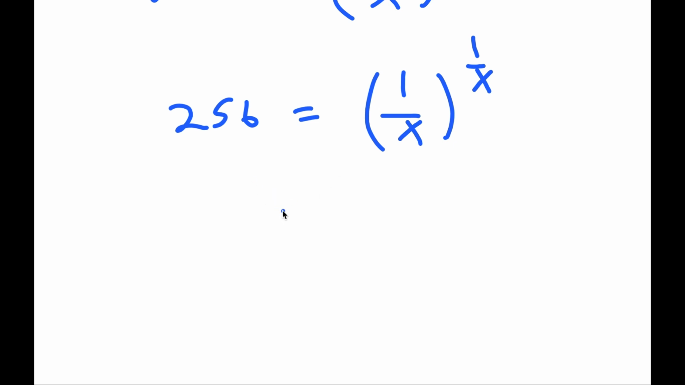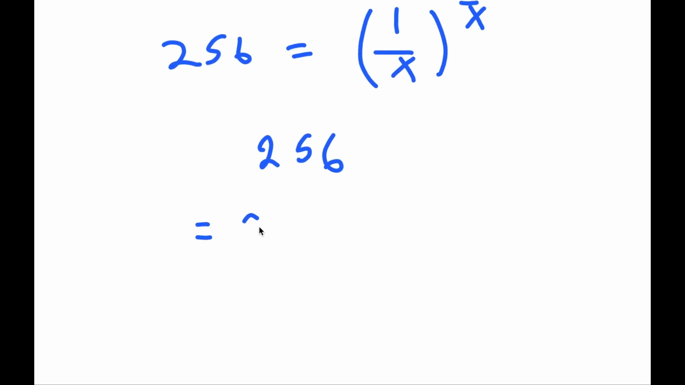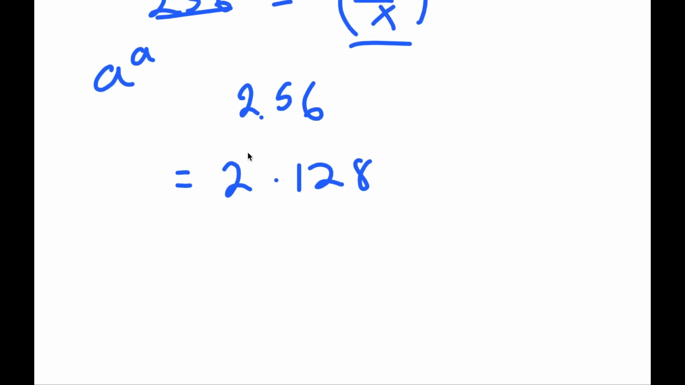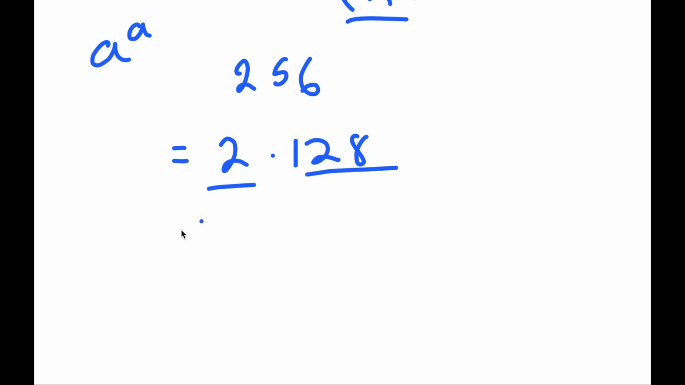From here, 256 is the same thing as 2 times 128. So basically what I'm doing here is I'm trying to rewrite 256 in the form a to the power of a, so a number to the power of that same number, because this is in the form 1 over x to the power of 1 over x. They're both the same. So I want the base and the exponent to be the same. So 2 and 128, well, these aren't the same.